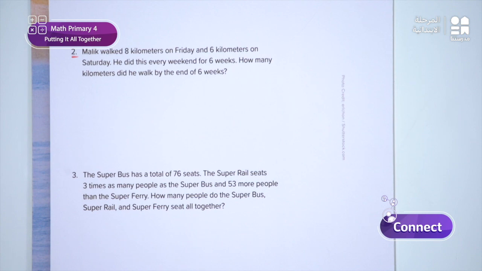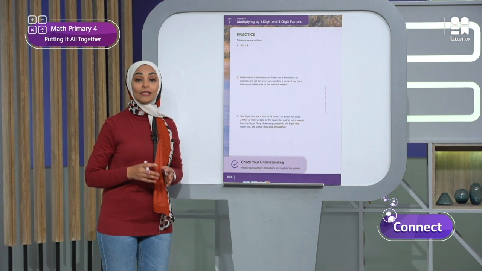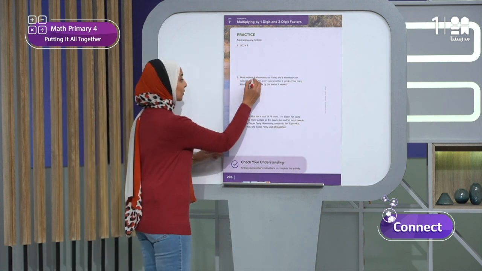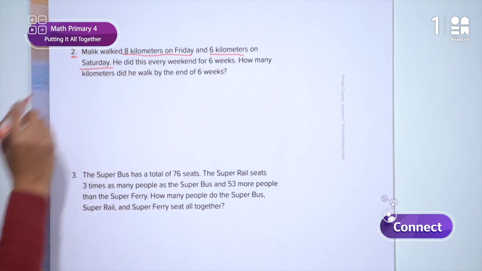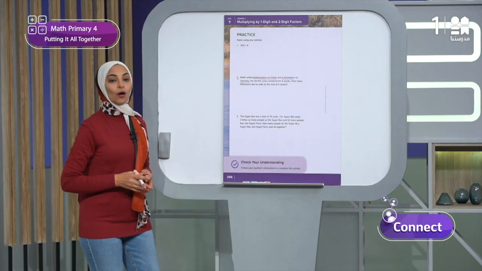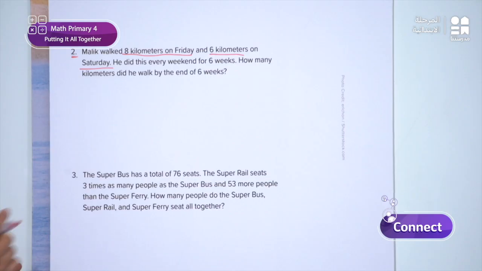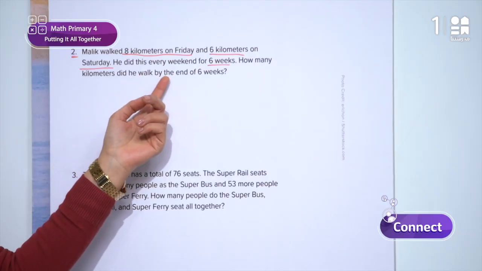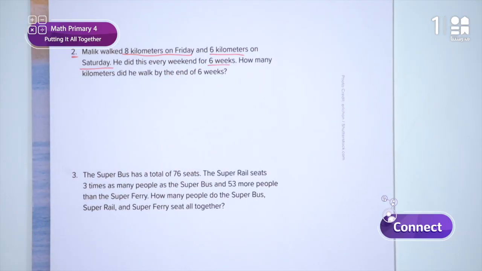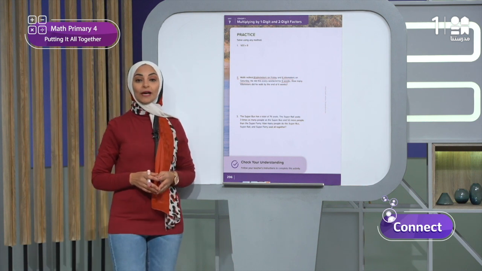Using the reading strategy that we practiced before, we know that Malik walked 8 kilometers on Friday, and also 6 kilometers on Saturday. Okay, now he did this every weekend for 6 weeks. So what does the question ask? How many kilometers did he walk by the end of 6 weeks? After these 6 weeks finish, how far has he walked?